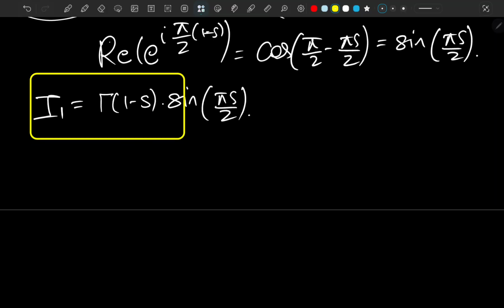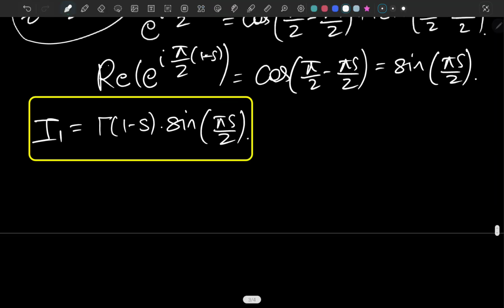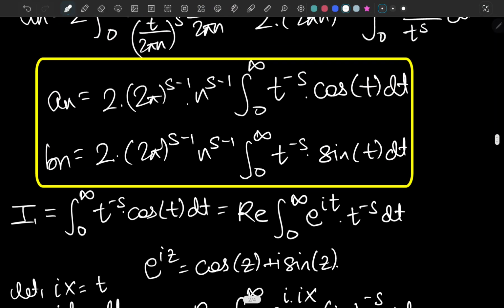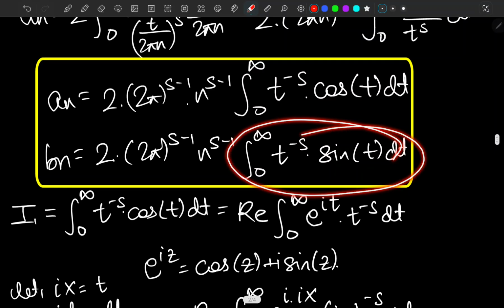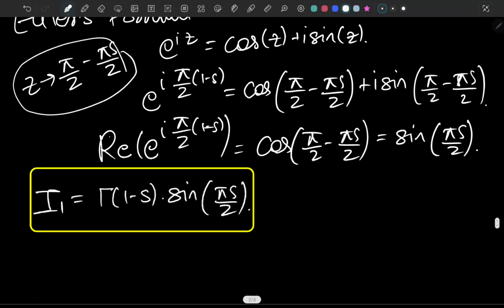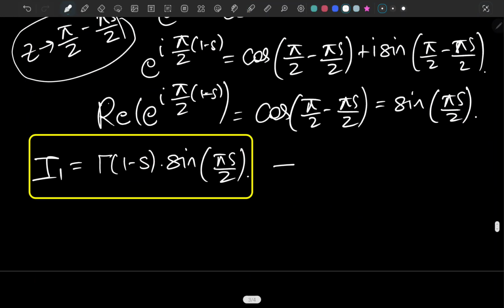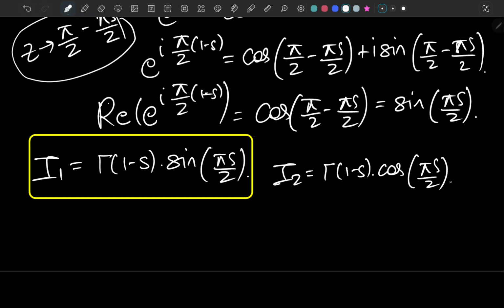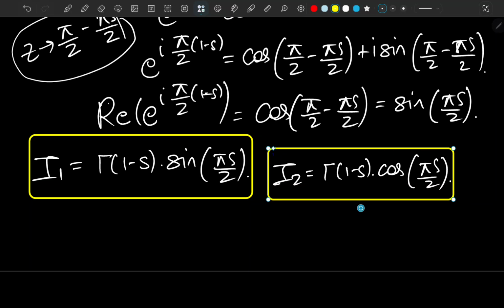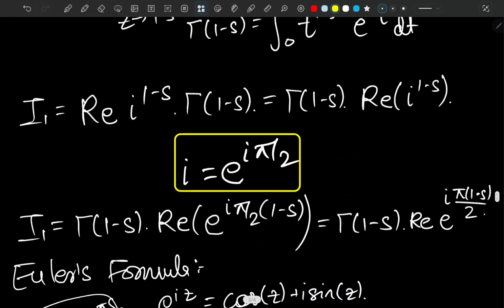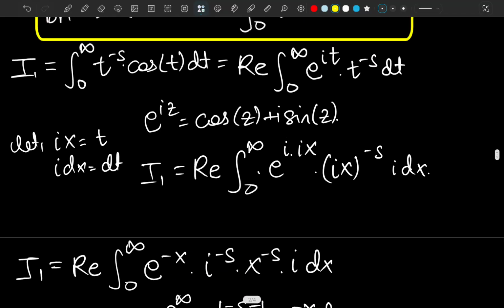Similarly, if you evaluate I2, which we had here, you just have to play with the imaginary term, and in the end you would have I2 as gamma of 1 minus s times cosine of pi s over 2. I would request you to do it on your own, because you would learn something out of it, right?